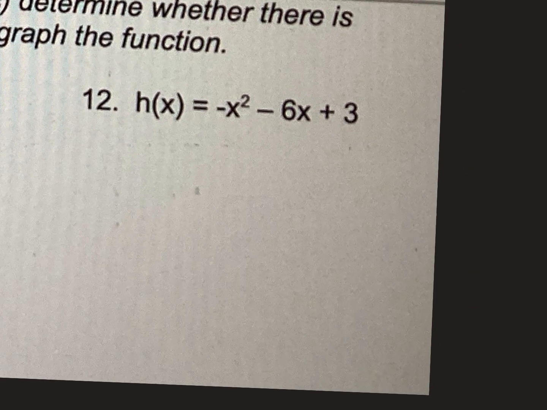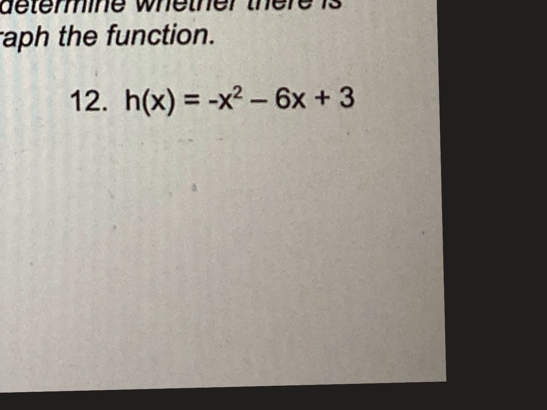One more. Number 12, I'm going to do negative b over 2a again because I'm working with y'all this week. It just seemed like that's what you like the best. So I'm going to do negative b over 2a. Negative b would be positive 6. A is negative 1. That's going to be negative 3. So I'm going to take that negative 3 and plug it in there and there. So my vertex is going to be negative 3, 12.